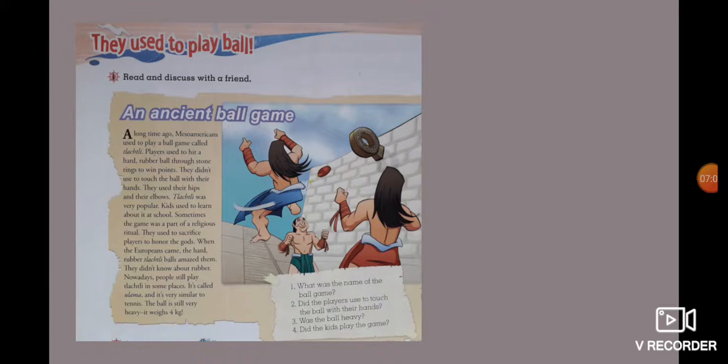When the Europeans came, the hard rubber Tatli balls amazed them. They didn't know about rubber. Nowadays, people still play Tatli in some places. It's called ulama and it's very similar to tennis. The ball is still very heavy. It weighs 4 kilograms.